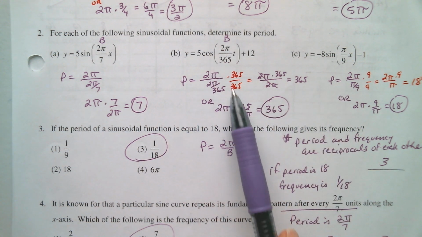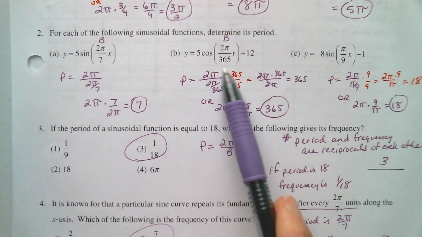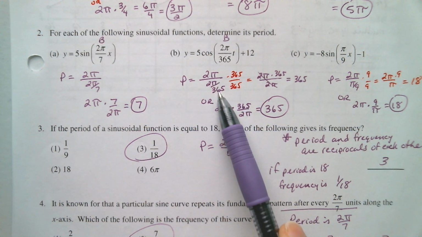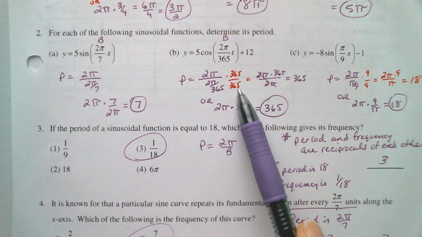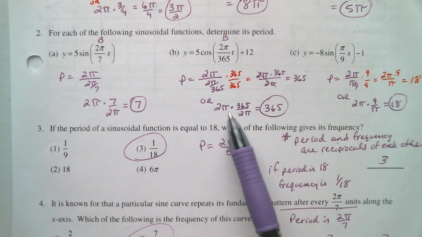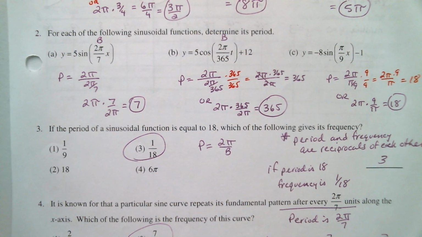Same thing here with B. All right. The B value is 2 pi over 365. 2 pi divided by that is the same as multiplying by the reciprocal. Again, I would follow this, not what I did in red. So 2 pi times 365 over 2 pi. 2 pi's divide out, 365.